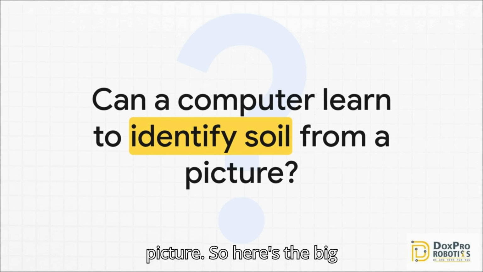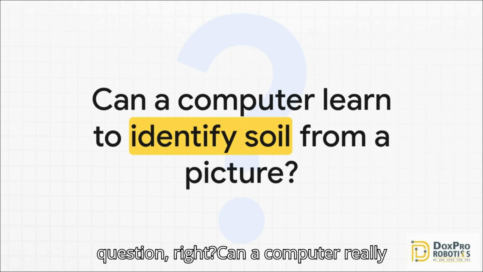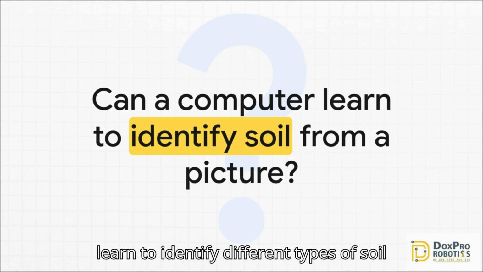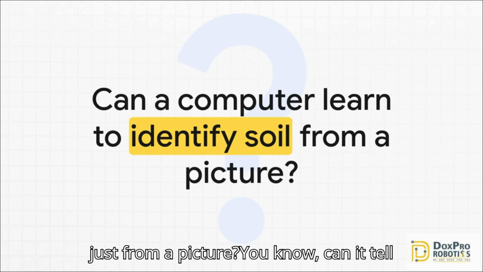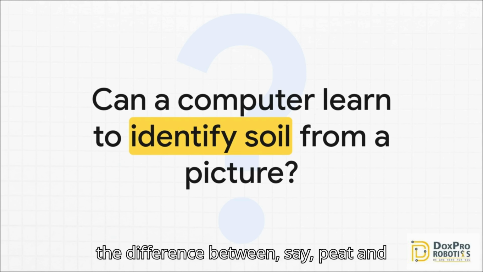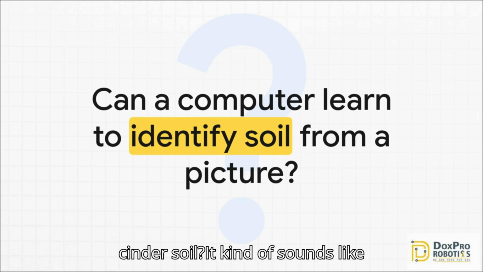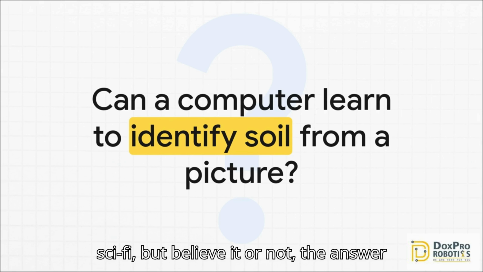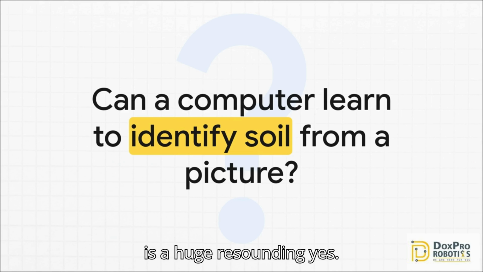So here's the big question, right? Can a computer really learn to identify different types of soil just from a picture? Can it tell the difference between, say, peat and cinder soil? It kind of sounds like sci-fi, but believe it or not, the answer is a huge, resounding yes.